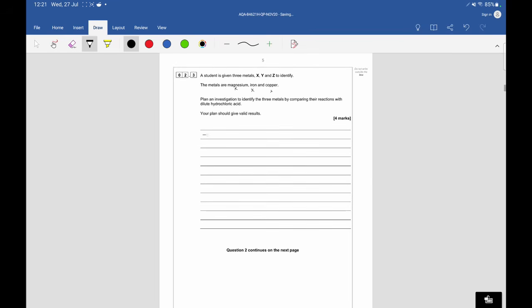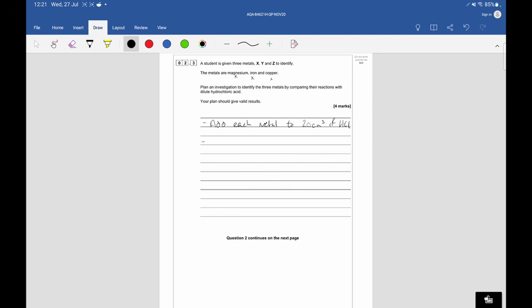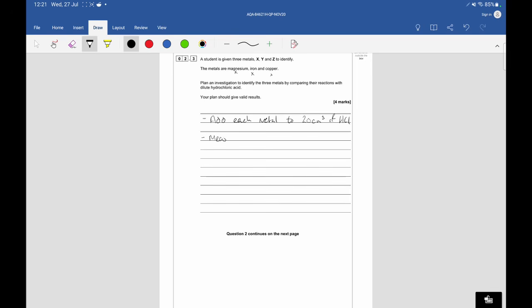So all we're going to need to do here to test these is add each metal to a specific volume of hydrochloric acid. And we're going to do one of three things. You could either measure the temperature change, or you could compare the rate of bubbling, or compare the colour of the resulting solution. I'm going to go with measure temperature change. You could talk about measuring before and after the reaction, and that would give you good results here.